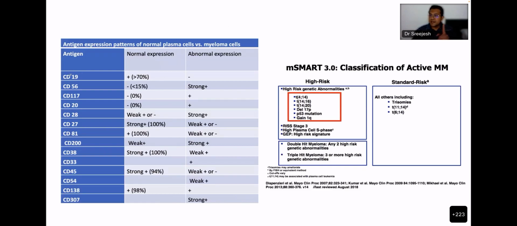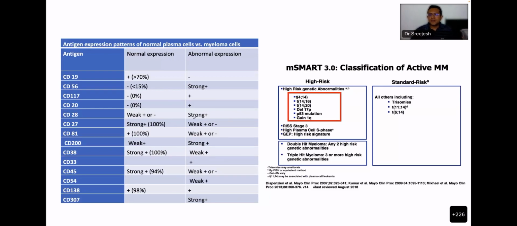Normal plasma cells are usually CD19 positive, and they are usually CD20 negative, CD117 negative, CD81 positive. CD28 negative, CD200 weak or negative. But abnormal plasma cells are usually CD19 negative. CD20 can come; if CD20 is expressed, it suggests aberrancy. CD117 expression is abnormal. CD28 positivity is abnormal. CD27 negativity is abnormal. So you should know how to distinguish normal plasma cells from abnormal plasma cells.